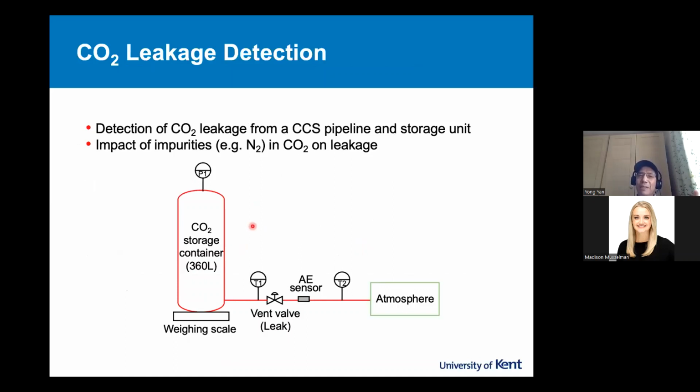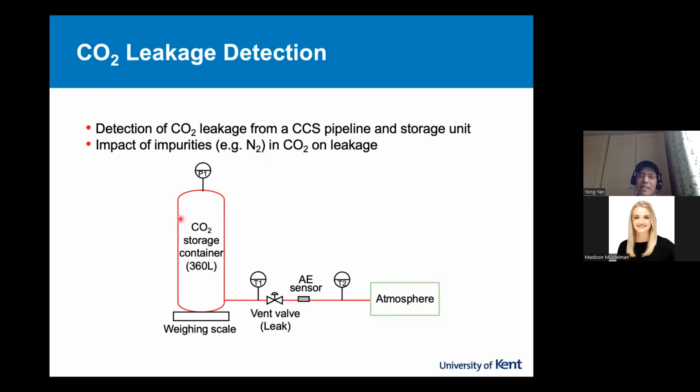The last bit is about leakage. From a process, it's difficult to capture CO2, then you go through some 100 kilometer transportation, and that CO2 could leak. So there's a demand: how do we detect any leakage? They also want to know what the leakage rate is. Sometimes the CO2 pipeline also has impurities, such as nitrogen. Do we know how much impurity is in that?